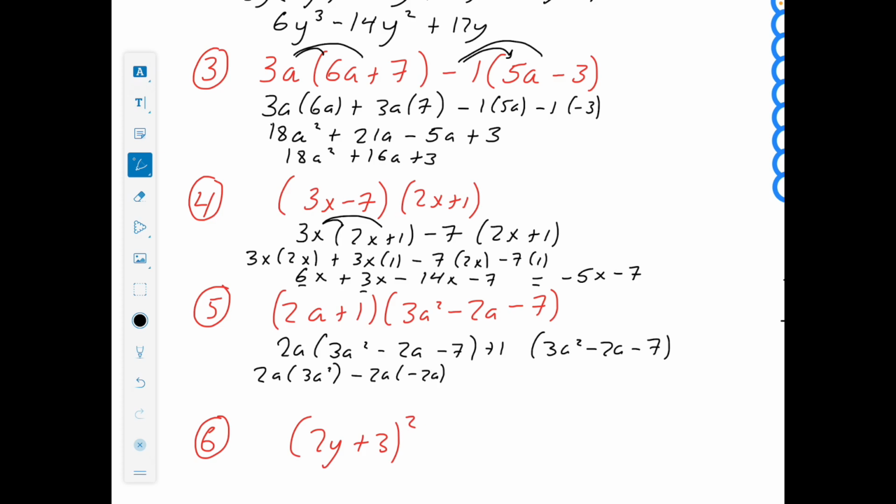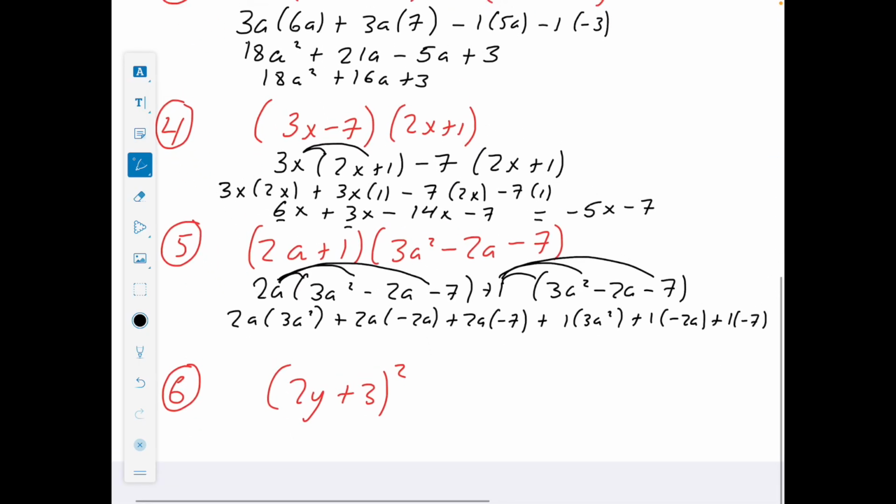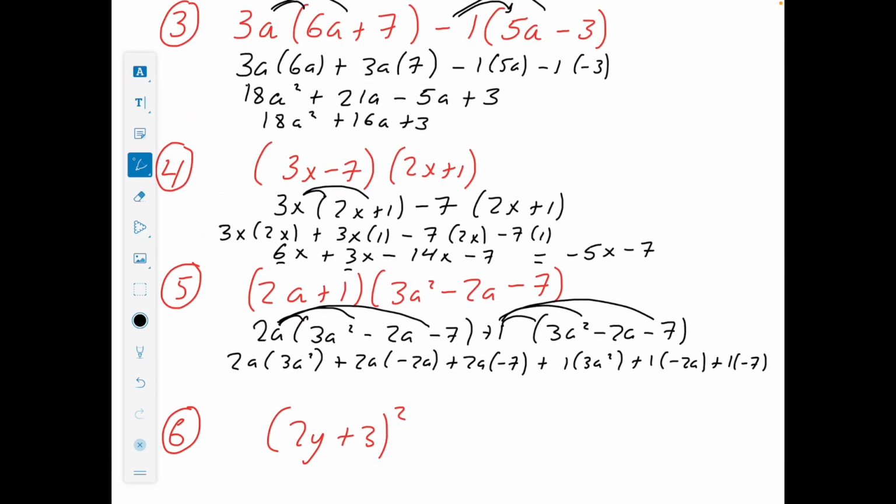So this then will be 2a by 3a squared minus 2a, sorry, it should be plus 2a multiplied by minus 7. And then plus 1 by 3a squared plus 1 by minus 2a plus 1 by minus 7. Okay, so I did that by that and so on, and then the same thing here. Okay, I can do quite a bit of multiplying out here.